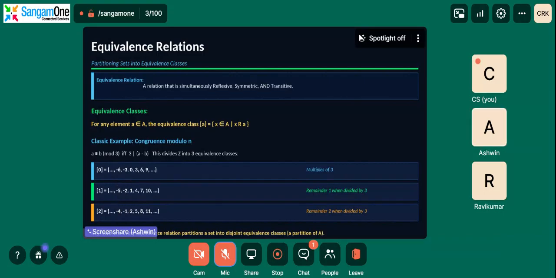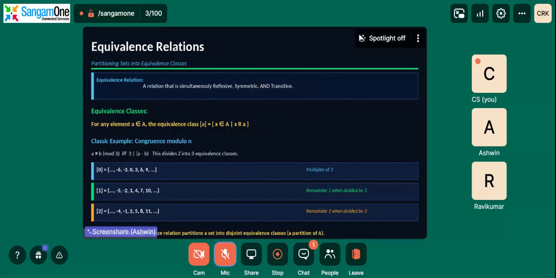The remainder is mentioned here: the remainder when divided by 3. Multiples of 3 correspond to remainder 0. Remainder 1 is defined as another set, and remainder 2 is divided as yet another set. The theorem here is that every equivalence relation partitions a set into disjoint equivalence classes. It will be a partition of A.